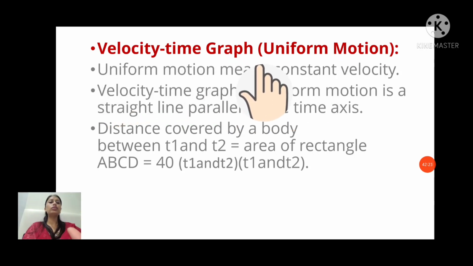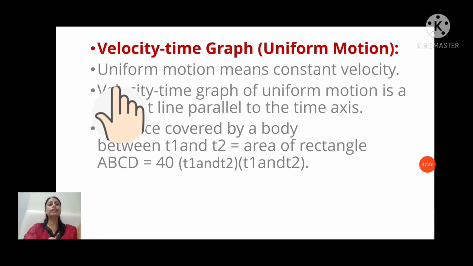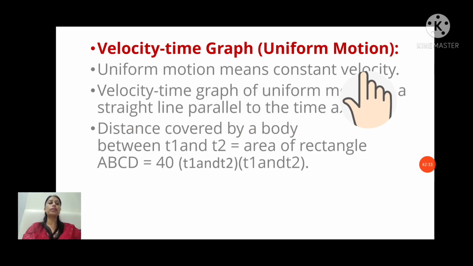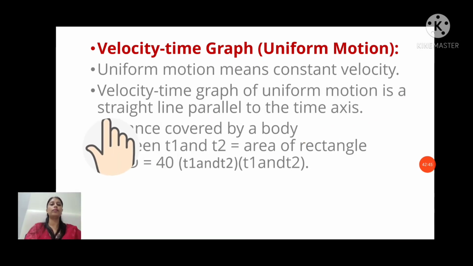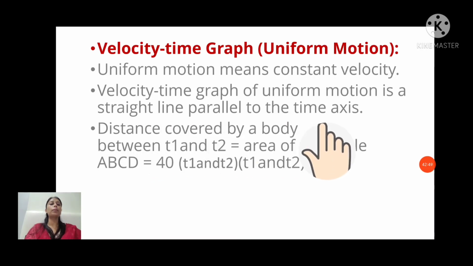Now the velocity-time graph. It will tell you about the velocity and time for uniform motion, which means same velocity in same time. Here again we understand that uniform motion means constant velocity: same distance in the same time, same speed, and same speed means same velocity, which means constant velocity. The velocity-time graph of uniform motion is a straight line parallel to the time axis.